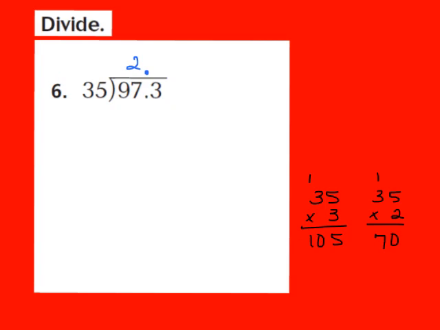Now I'm going to multiply 2 times 35, and I know that 2 times 35 is going to give me 70. So I'm going to go ahead and write my 70 down, and now I'm going to go ahead and subtract.